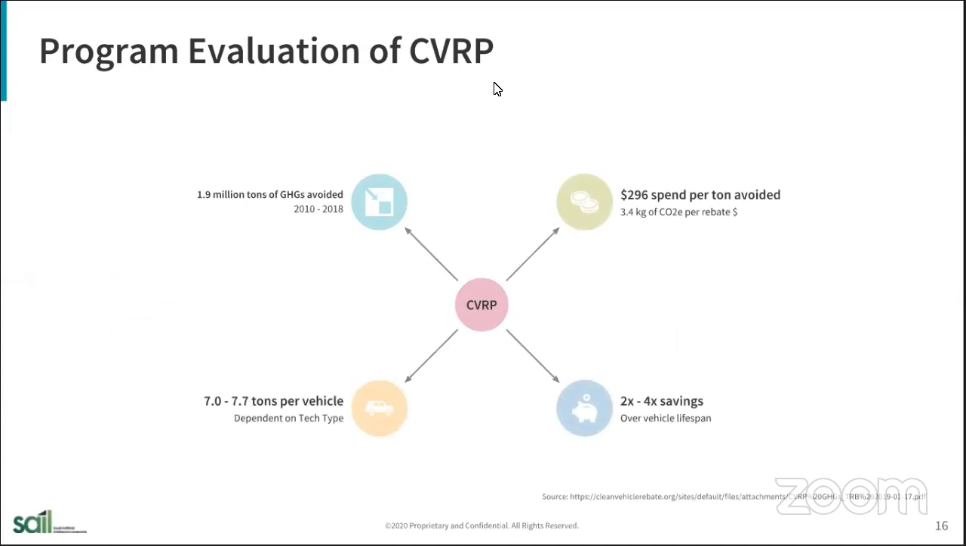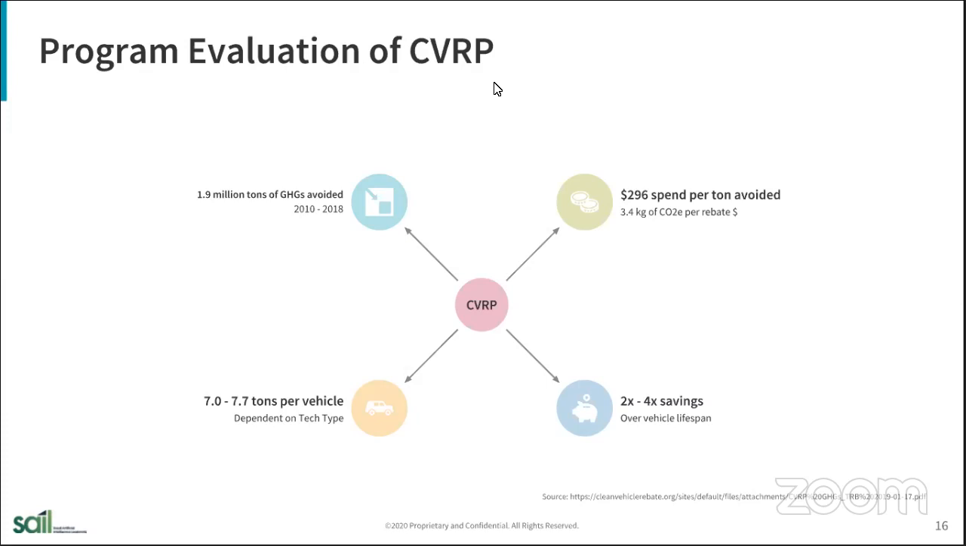So from 2010 to 2018, an estimated 1.9 million tons of greenhouse gas emissions, meaning those emissions that help create or put into the air that particulate matter that we were just referring to, the 2.5 particulate matter.